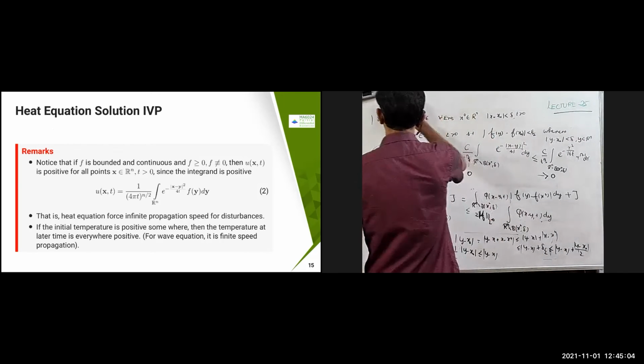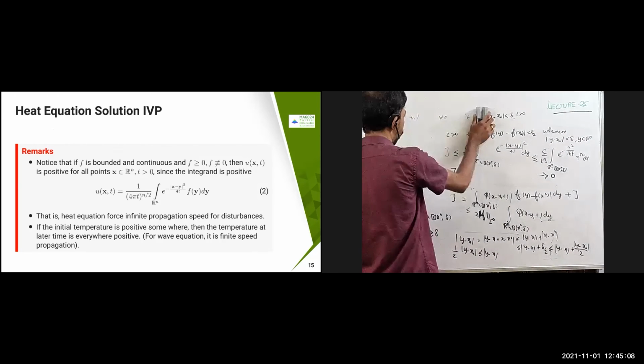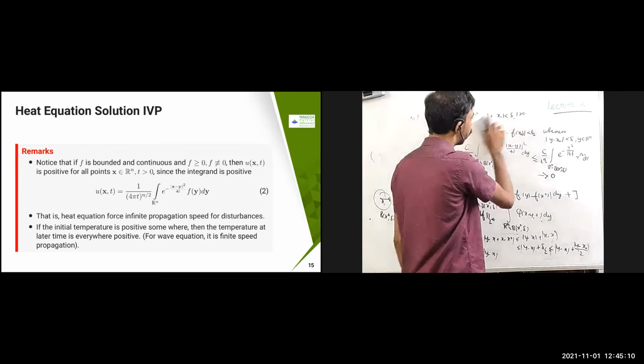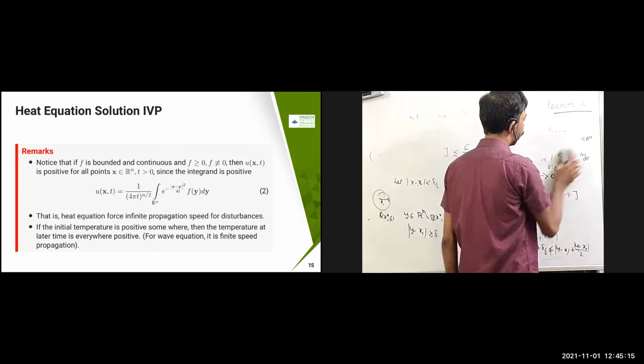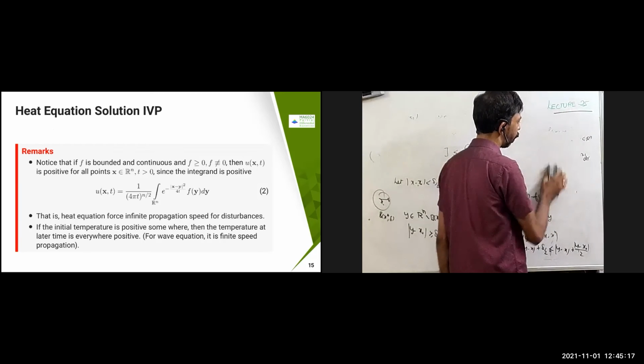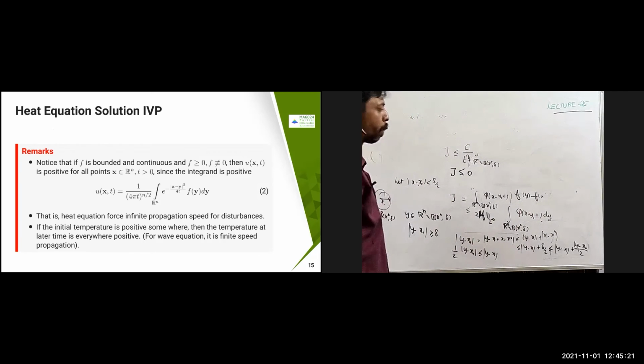So there are some important remarks here. What we have proved is that f belongs to C of R power n, and we have assumed that f belongs to L infinity of R power n. So f is bounded and continuous. Suppose f is bounded and continuous, and f is greater than or equal to 0.